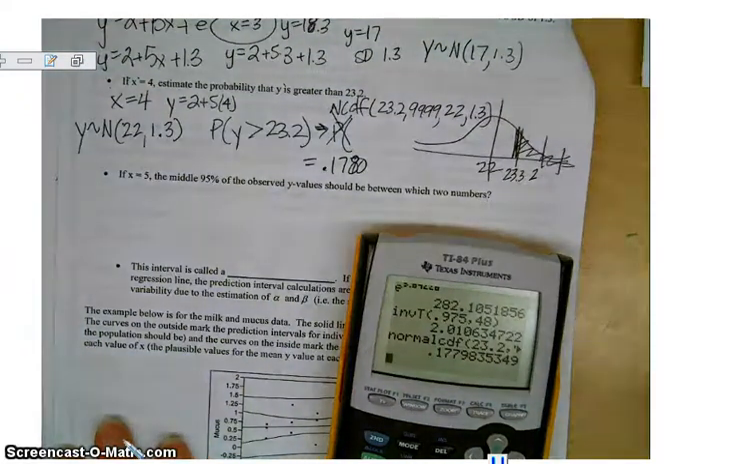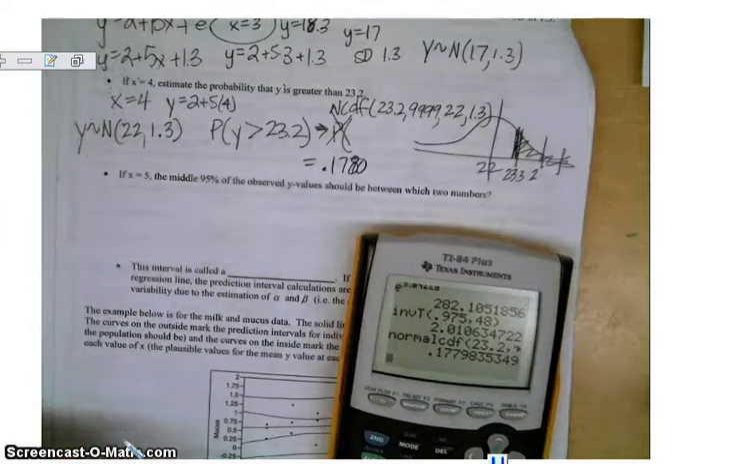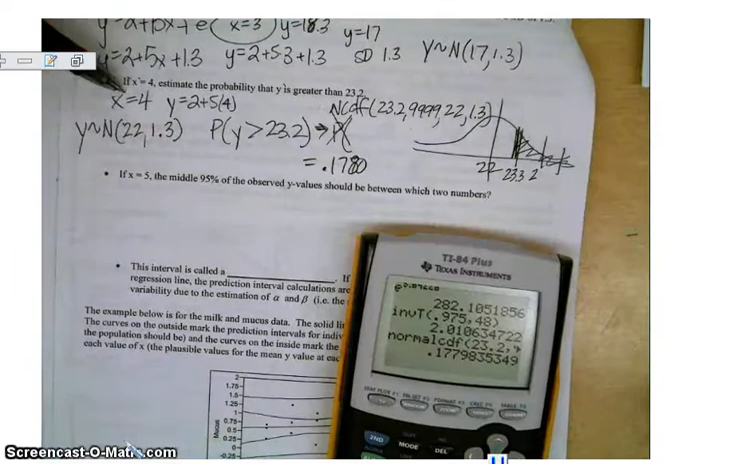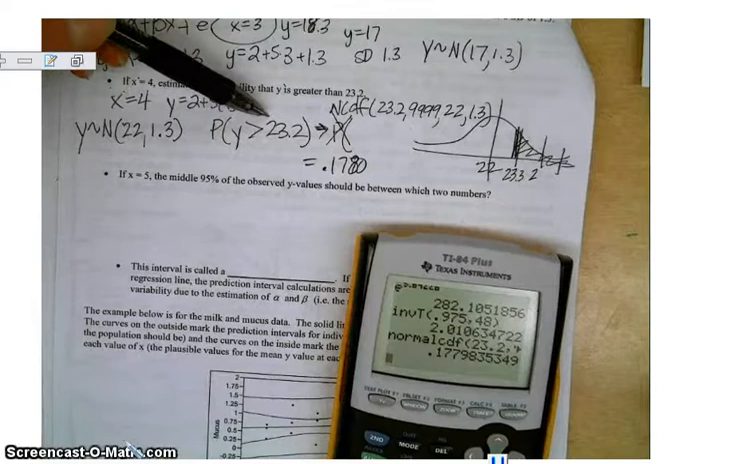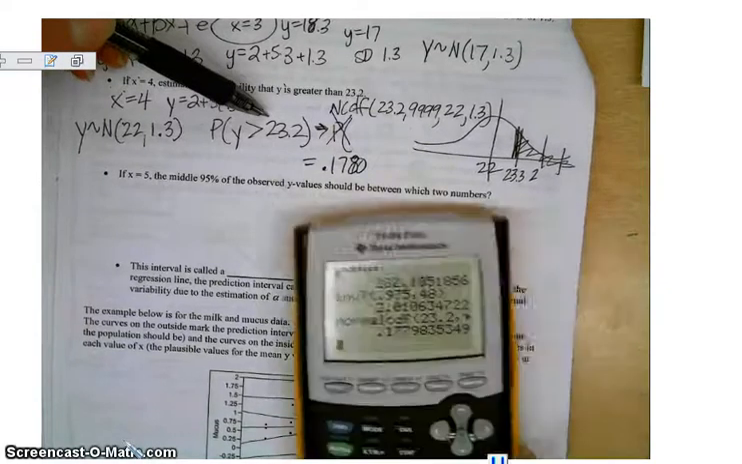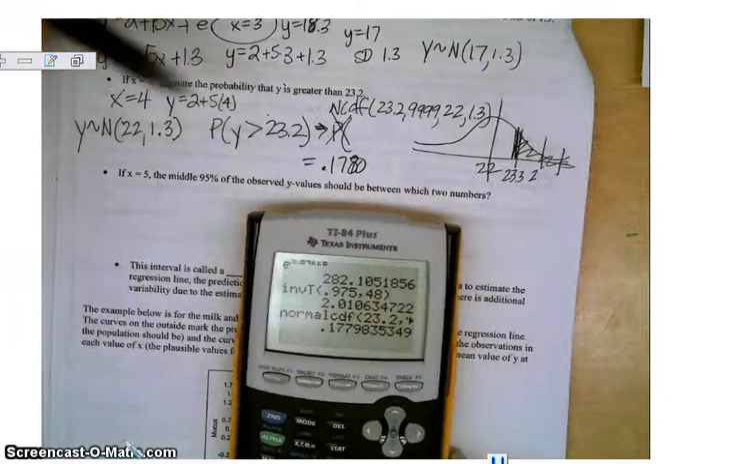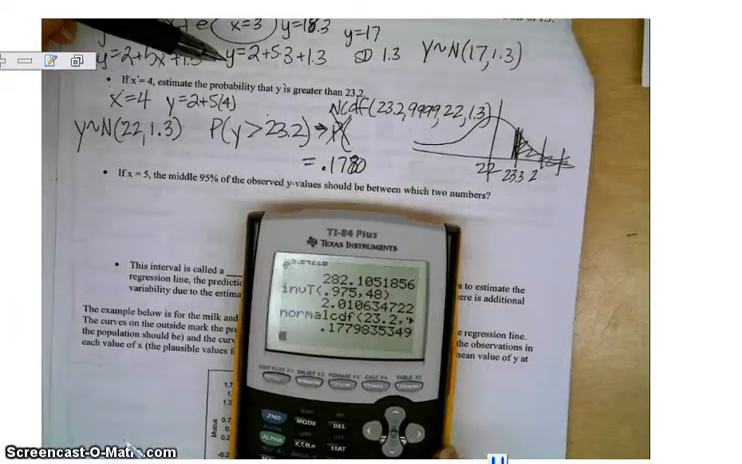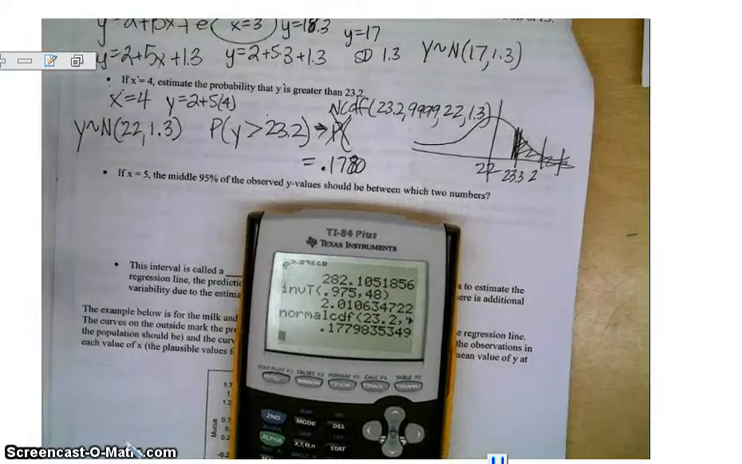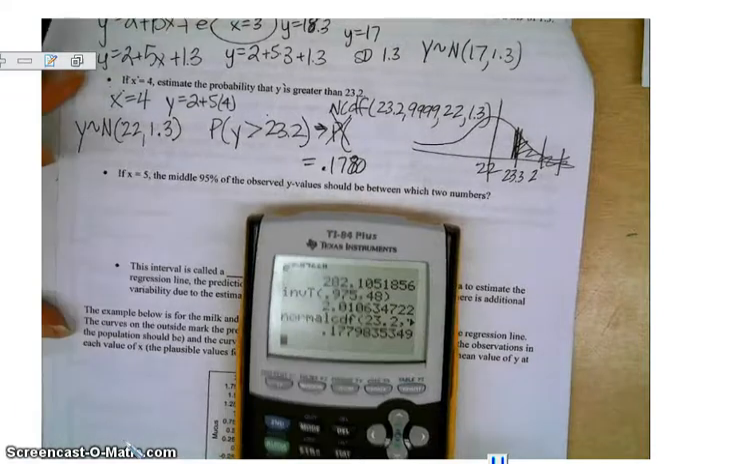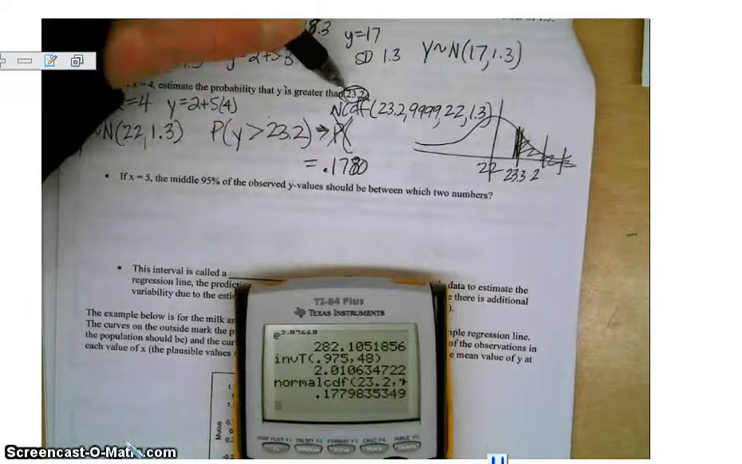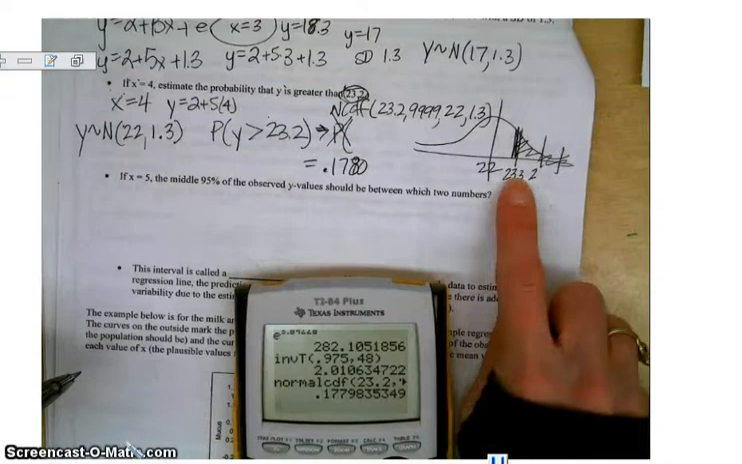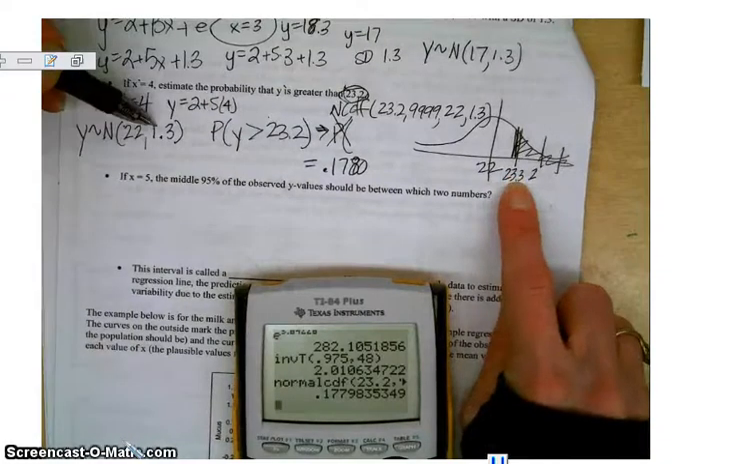So there's a 17% chance that when x is 4, it'll actually be greater than 23.2. Wouldn't it be 23.3? No, it's normal. We don't worry about that, that's only in binomial. They're asking about 23.2. That's what they're asking about. This is where the standard deviation goes based on the definition.